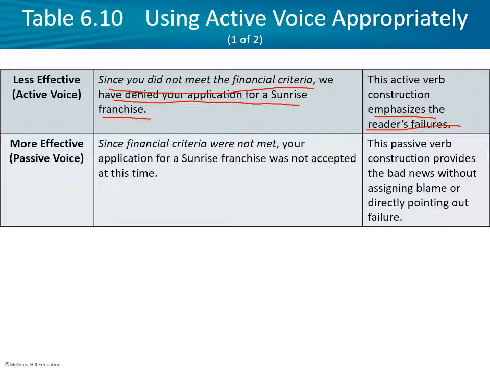And so we can be a little bit more sensitive by using the passive voice. Since financial criteria were not met, your application for a Sunrise franchise was not accepted at this time. So they doubled up on the passive to put a little bit of distance between the idea that the person's responsible and that we're the ones deciding not to accept the application.